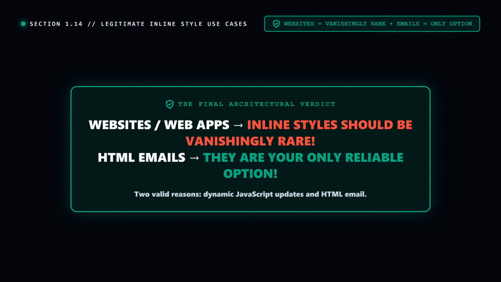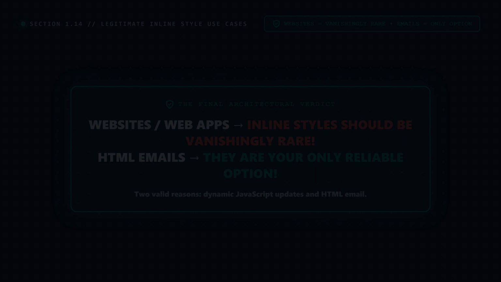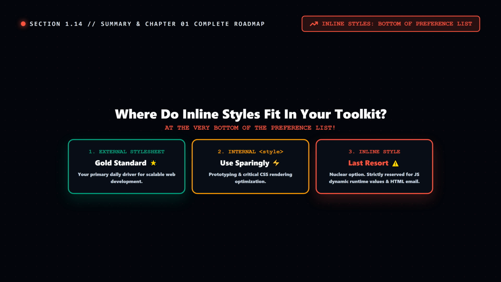If you're building a website or a web application, inline styles should be vanishingly rare. If you're building an email, they're your only option. So where do inline styles fit in your toolkit? At the very bottom of the preference list. External style sheets are your daily driver. Internal style blocks serve prototyping and critical CSS. Inline styles are a last resort.